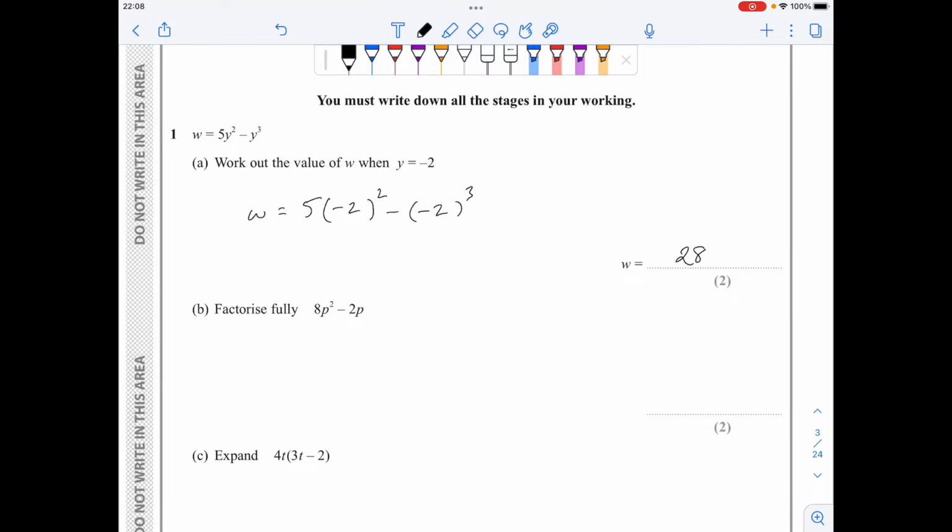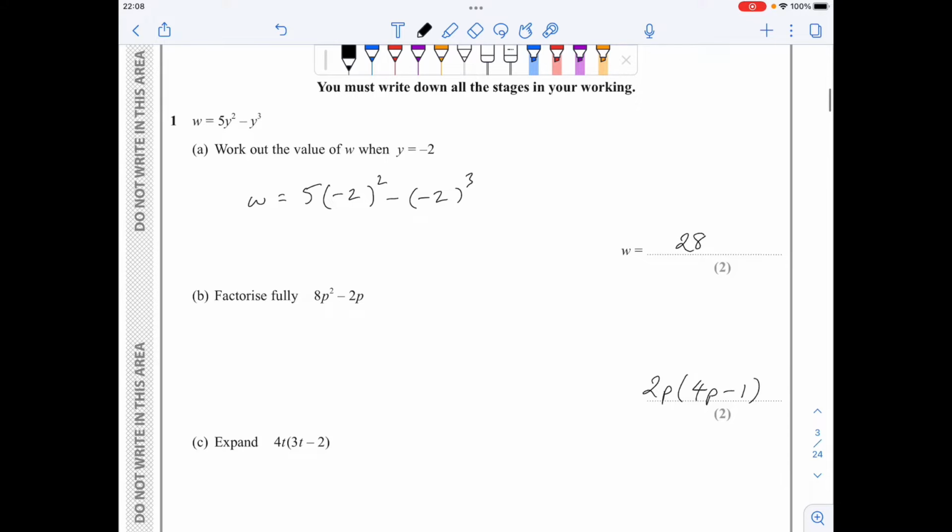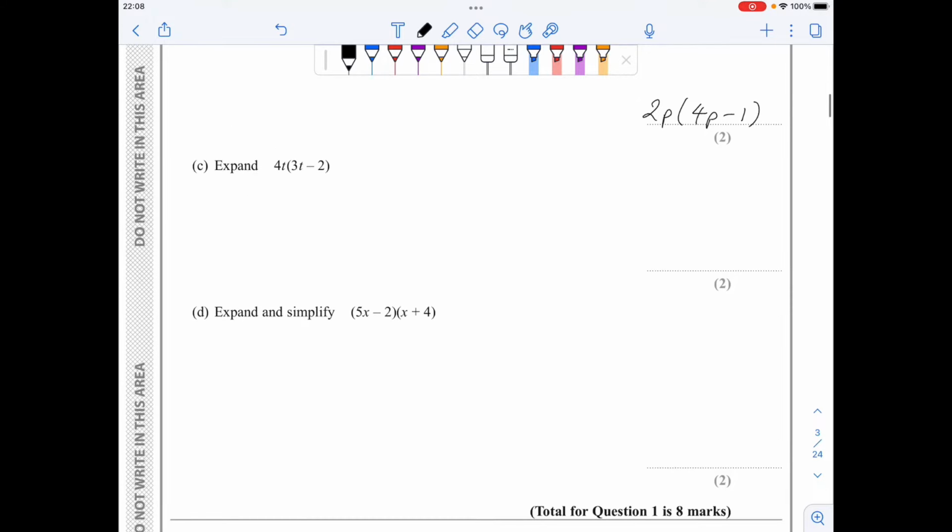In part B, the common factor is 2p, and I'm left with 4p minus 1. In part C, expanding will give me 12t squared minus 8t. And finally, in part D, I get 5x squared plus 20x minus 2x minus 8, which simplifies to 5x squared plus 18x minus 8.